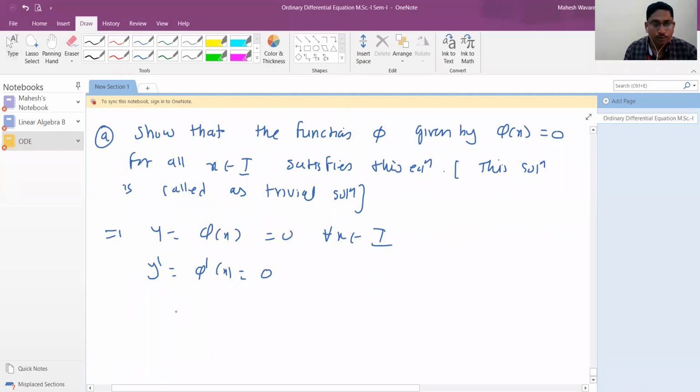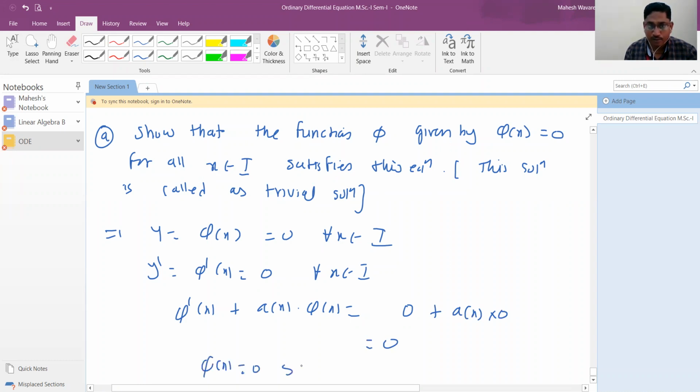So phi dash of x into a of x into phi of x. Phi dash x is 0 for every x in I, and phi of x is also given as 0 for every x in I. That means phi of x equal to 0 satisfies the given differential equation.